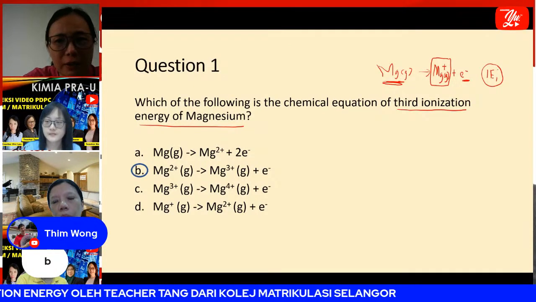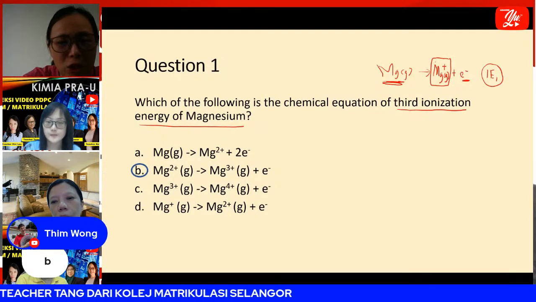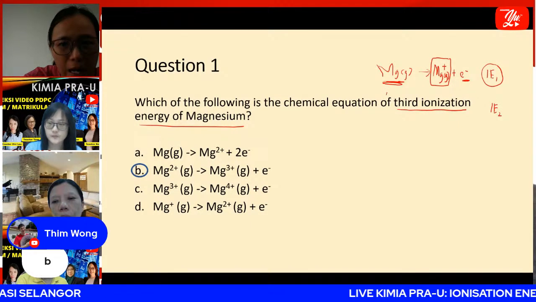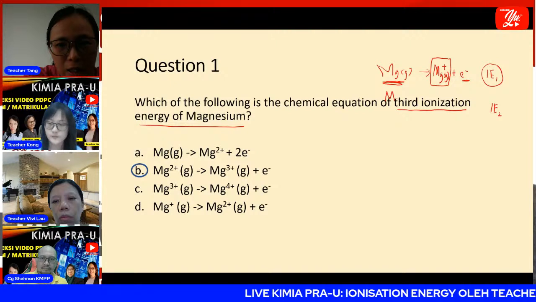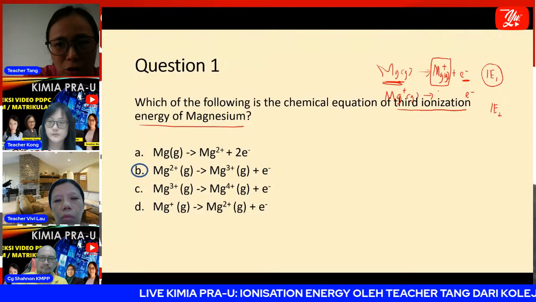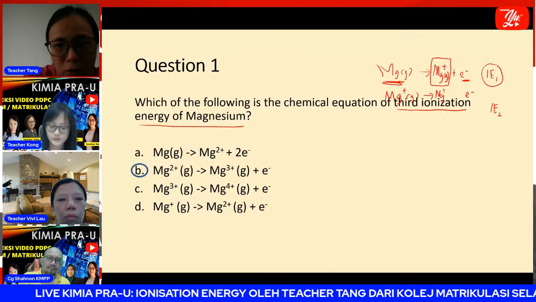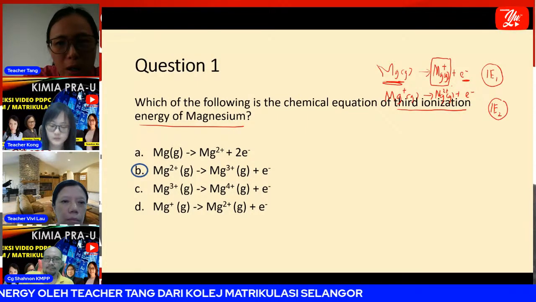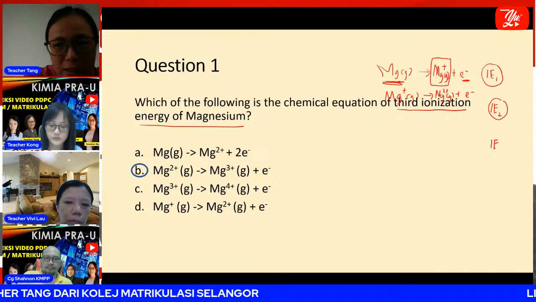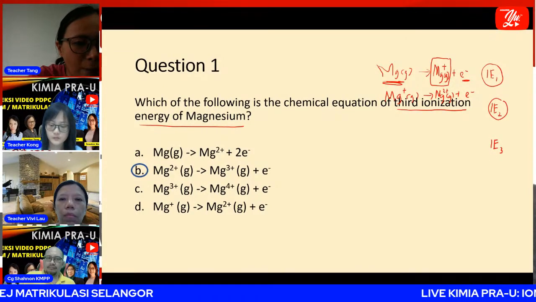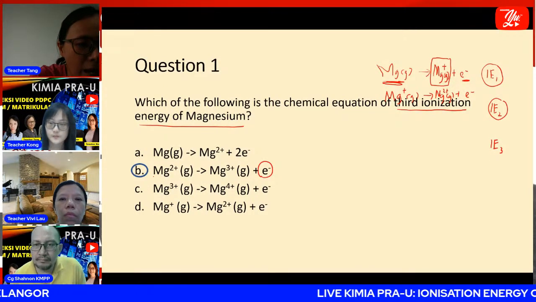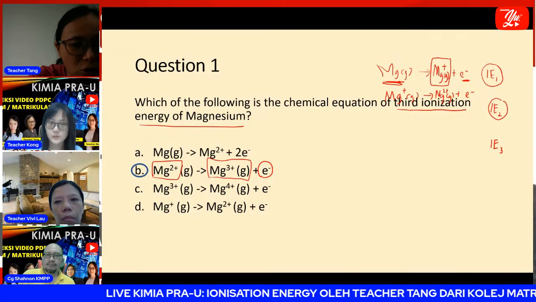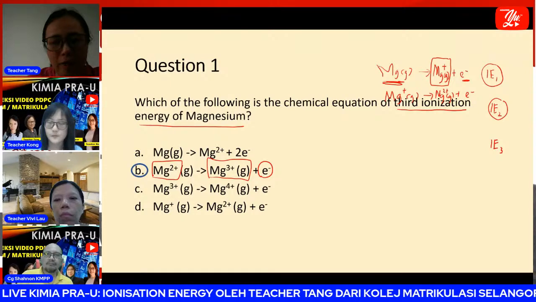Because after first ionization energy, we get Mg positive 1. So second ionization energy is from Mg positive 1. Remove another mole of electron, so we get Mg positive 2 after second ionization energy. Therefore, the third ionization energy removes 1 mole of electron from Mg2+ ion in the gaseous state in order to produce Mg3+ ion in the gaseous state. Okay, very good.